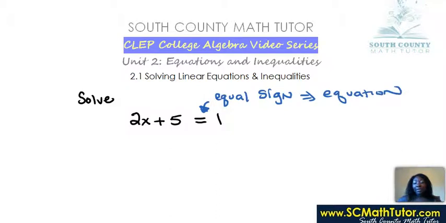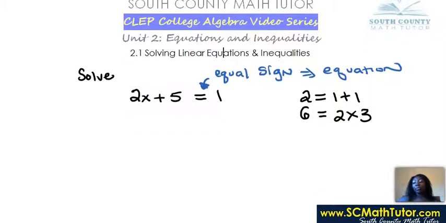Okay, equations make a statement, so they tell you something that's true. Something is equal to something. Example, 3 is equal to 2 plus 1. That's an example of a true equation. 2 is equal to 1 plus 1. It makes a statement that should be true. Another kind of equation that you can test is 6 is equal to 2 times 3. That's an equation.